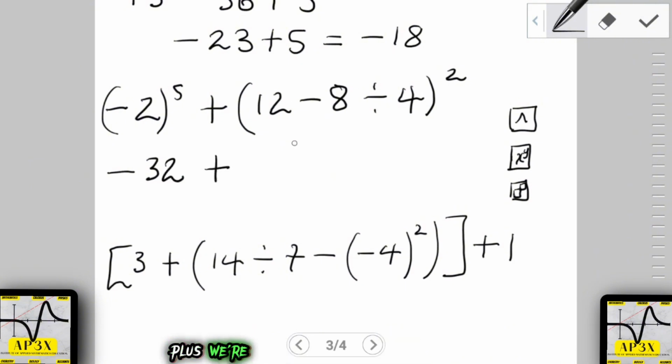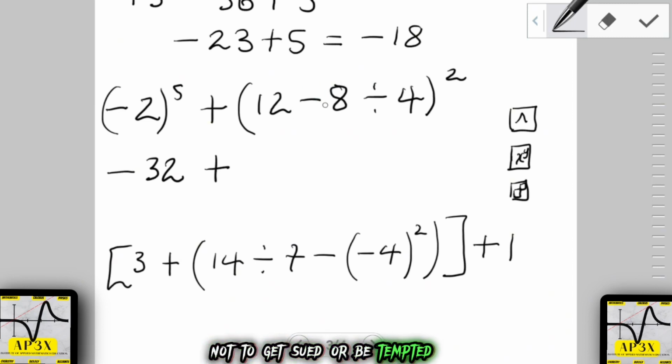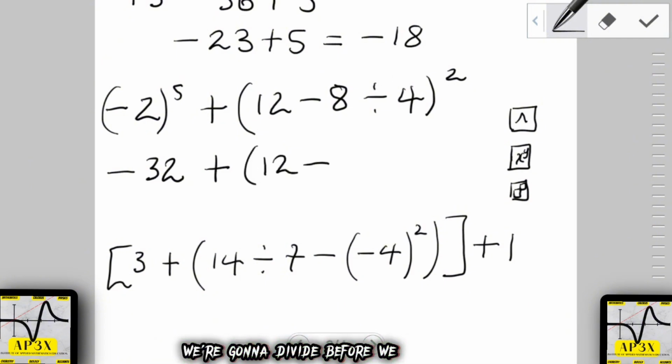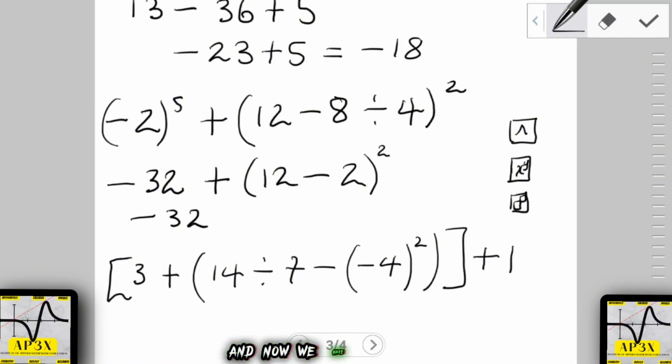Plus, we're going to work out what is inside the parenthesis here. Inside the parenthesis, we're dealing with subtraction and division. Be very careful not to get swayed or tempted. Be sure to follow the principle of PEMDAS. So we're going to go right ahead and divide before we subtract. 8 divided by 4 gives 2, and then we're going to square the result. Now we end up with negative 32, and now we have plus 12 take away 2, which is going to be 10 squared.